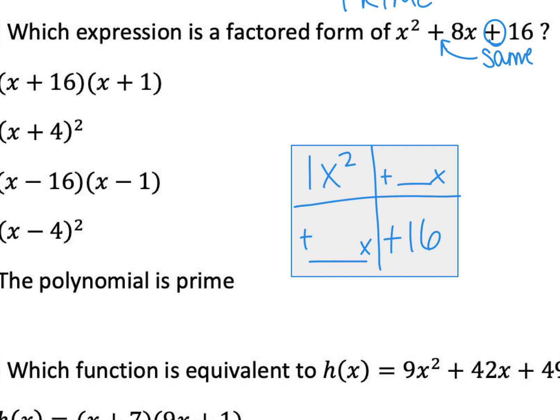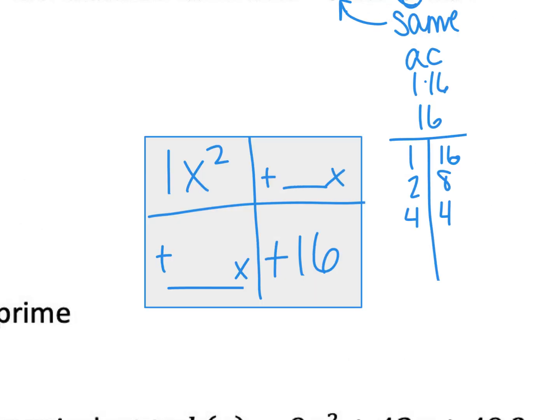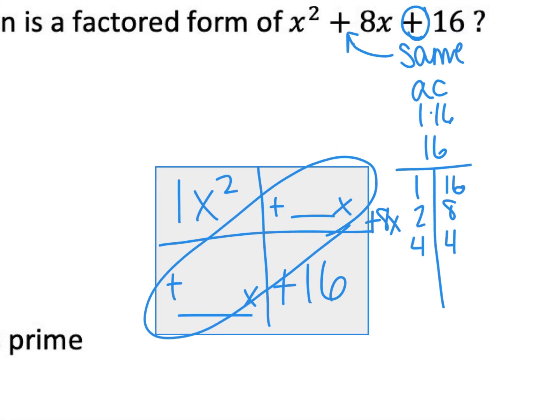A times C, right? A times C, so 1 times 16 is just 16. So list your numbers. 1 and 16, 2 and 8. What else? 4 and 4. All right, remember, these in the middle have to add to be B. My B is a positive 8x. Which of these, because C is positive, that tells us we're adding them. Which of these factors can we add to get 8? 4 and 4.